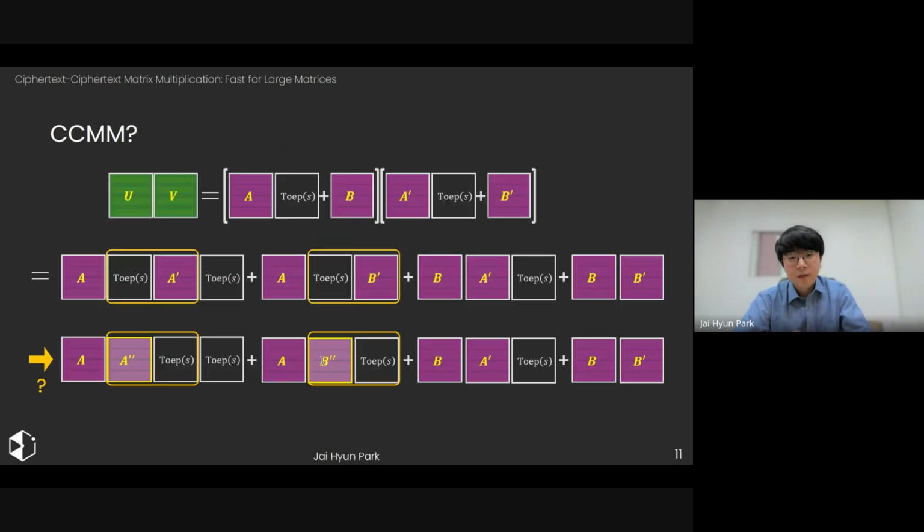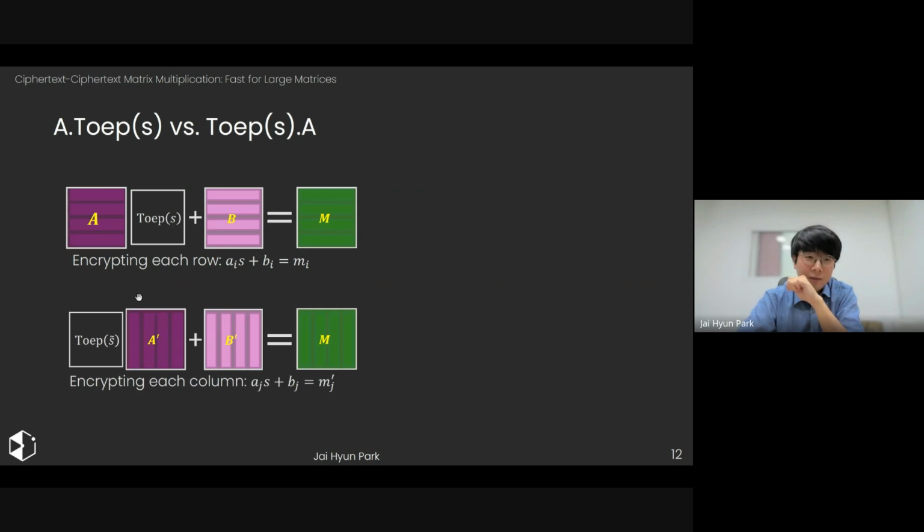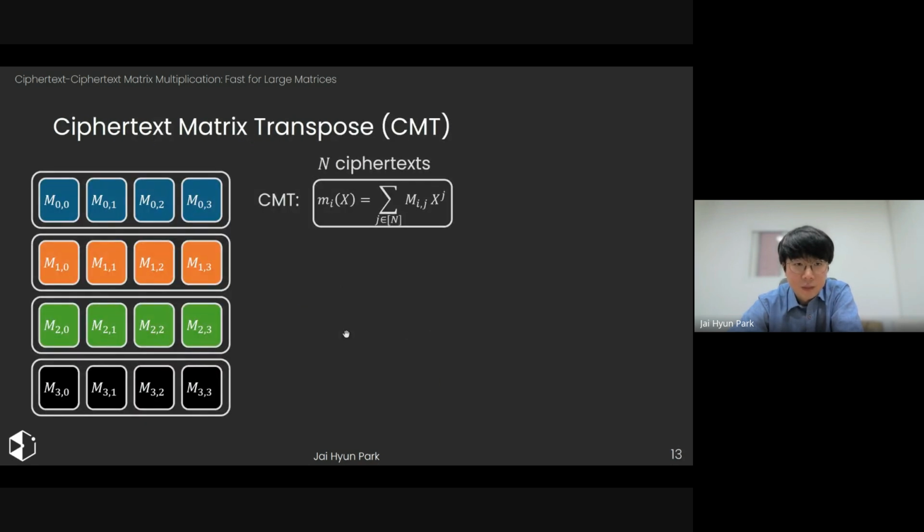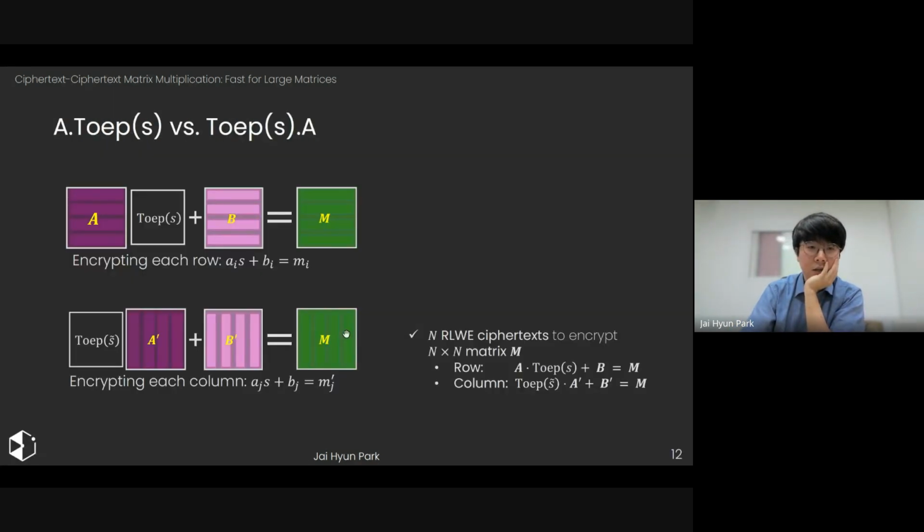So this means that here we want to swap the order of the Toeplitz matrix and the random matrix, and this fact hints that it might be possible if we have some transpose algorithm. That means when you want to swap this Toeplitz matrix and A prime, you may need to transpose the matrix in the encrypted state. Okay, so let's see what it means.